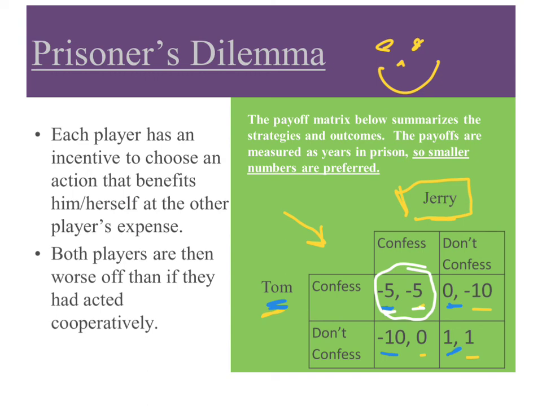What is significant about the situation of a prisoner's dilemma? One, both players have a dominant strategy. Notice Tom had a dominant strategy, Jerry had a dominant strategy. They both went for confess, regardless of what the other player did. And by doing that, they ended up at a payoff matrix that's not the most optimal on the board.